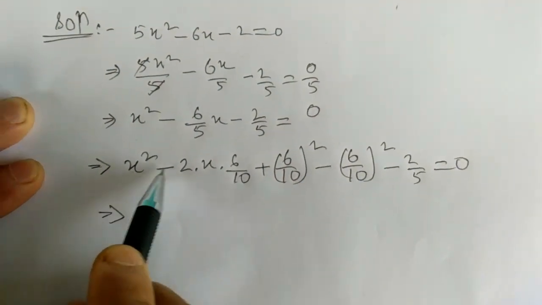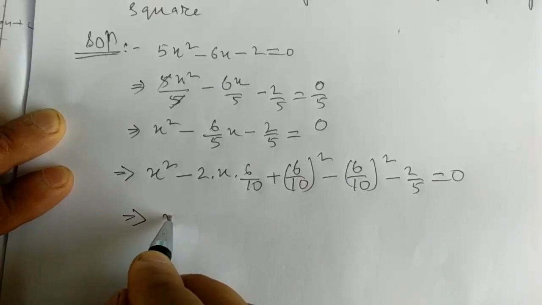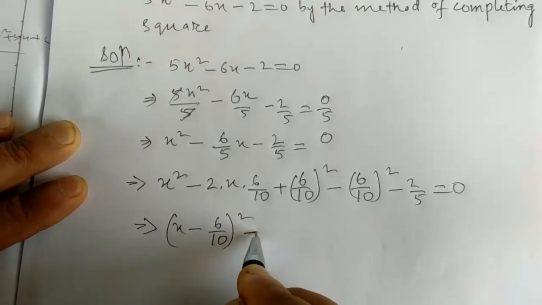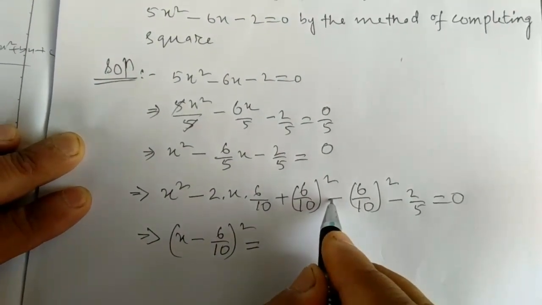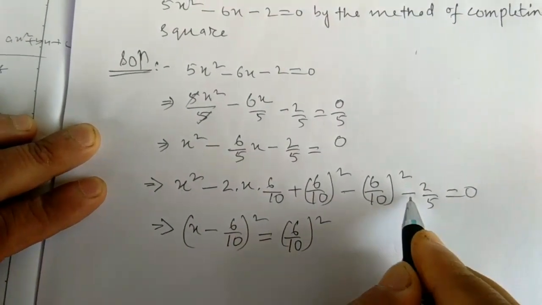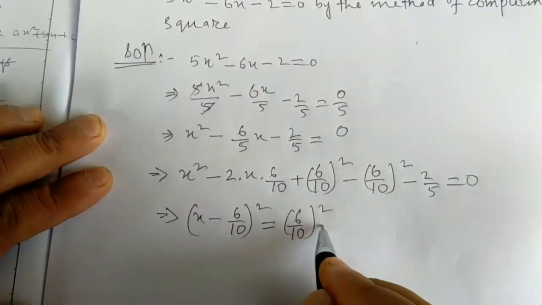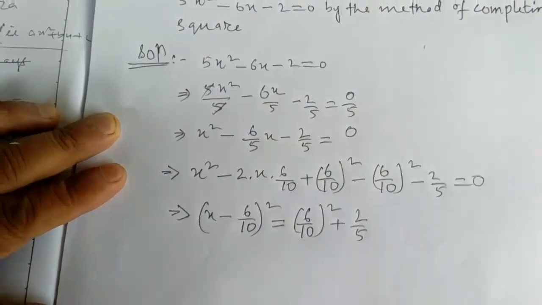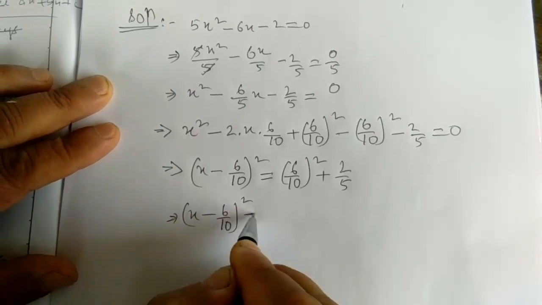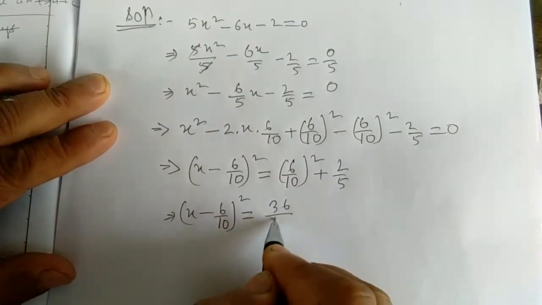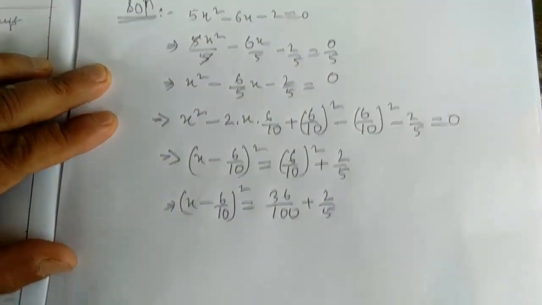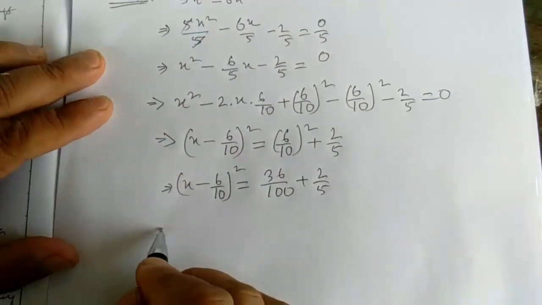Up to this much, from a square minus twice ab plus b square, it is your a minus b whole square equal to, this is minus, that side becomes plus. If you transfer this minus to the right side, it will become positive. So 6 by 10 whole square. Similarly, this one also to transfer, this is negative, on the right side it will become positive. x minus 6 by 10 whole square equal to 6 6s are 36, 10 10s are 100, plus 2 by 5. We have to take the LCM now.